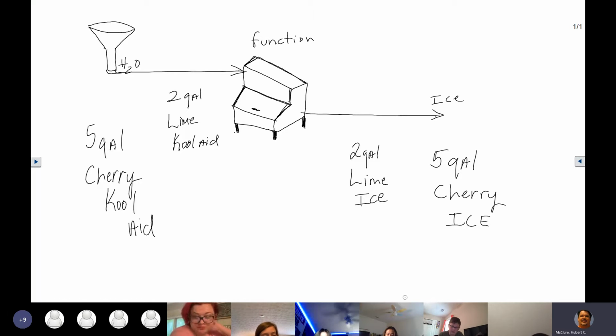If I put in 2 gallons of water, am I going to get 5 gallons of ice? Okay, do y'all not see where I'm going with this? I mean, that's simple yes or no. If I put in 5 gallons of Kool-Aid, am I going to get 2 gallons of ice? No. Thank you for the communication.